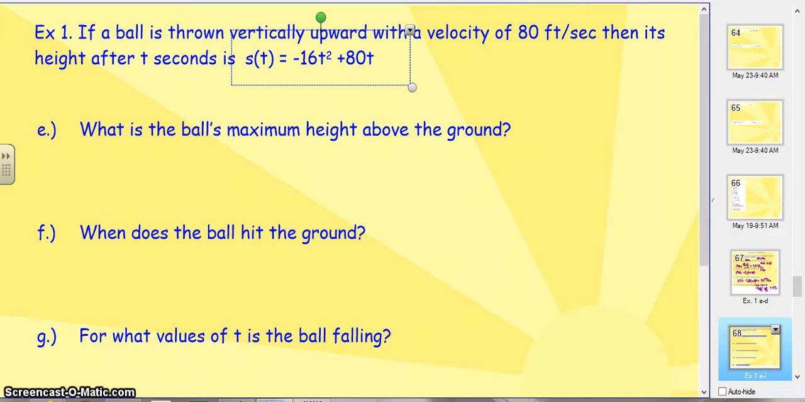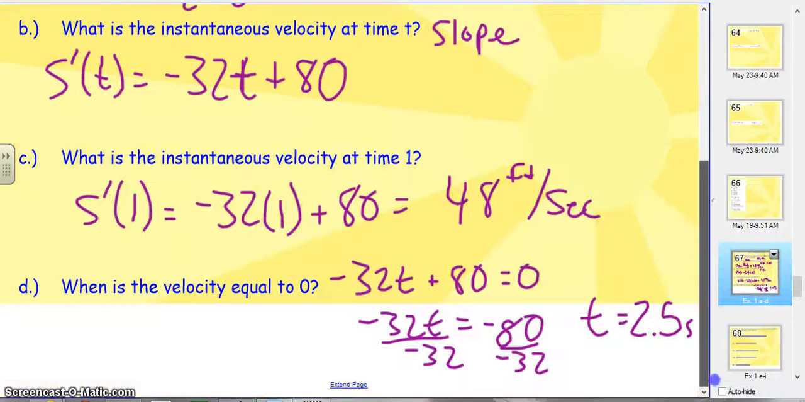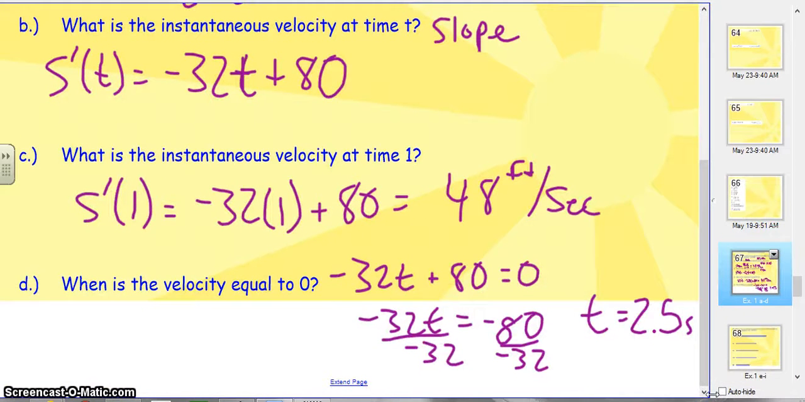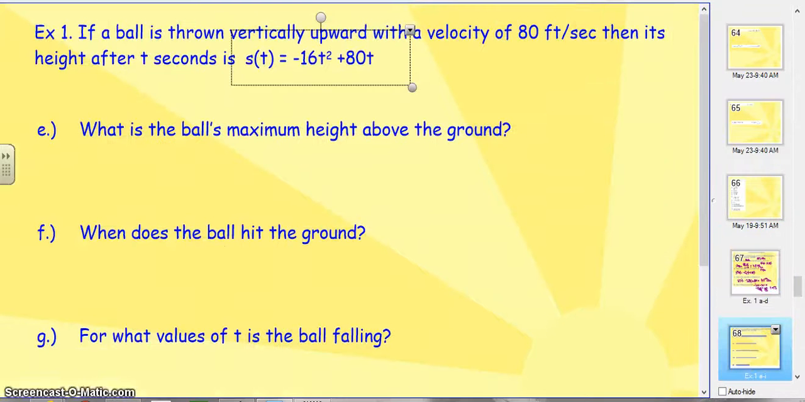Okay, I just rewrote the example at the top. We're on letter E. What is the ball's maximum height above the ground? We already know that at 2.5 seconds, the velocity is 0. And the velocity is 0 when you're not moving or you're turning. The parabola is negative, so it's going to look like this. I just found out when the slope equals 0, and the slope equals 0 right there, at 2.5 seconds.